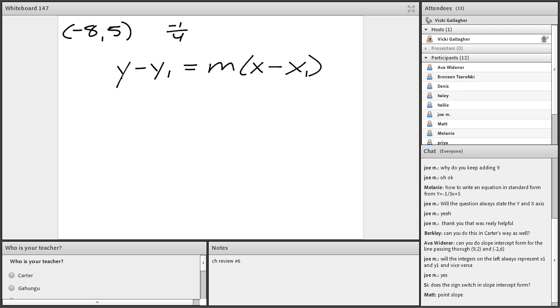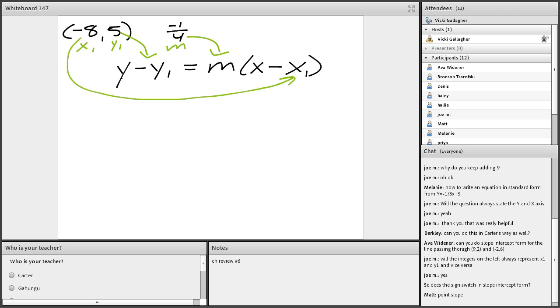Sorry, guys. Okay. So the ordered pair gives me my x1 and my y1, and it is always in that order. It's x1, y1, because x comes first in the alphabet and y comes second. And then your slope is your m. So you can just plug the numbers straight into the spots, right? So the y1 goes here, the m goes here, and then the x1 goes all the way over here.